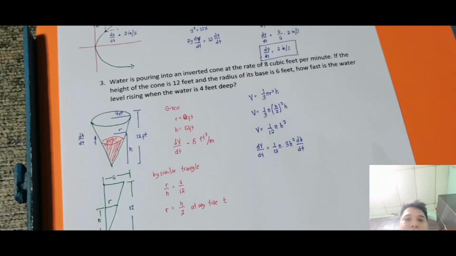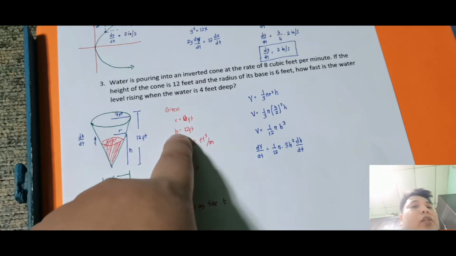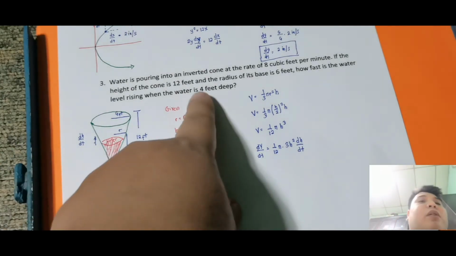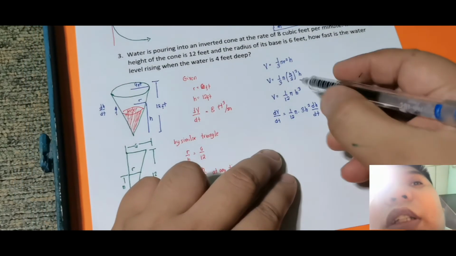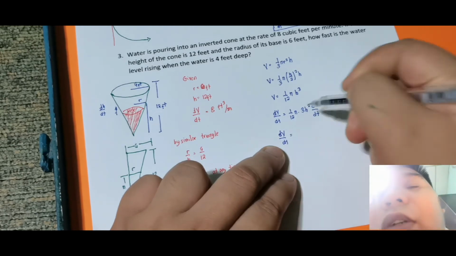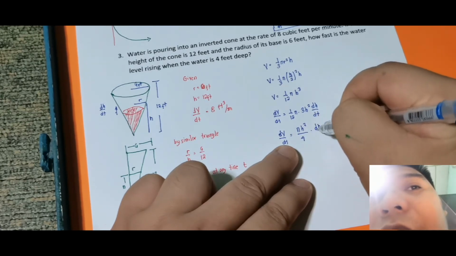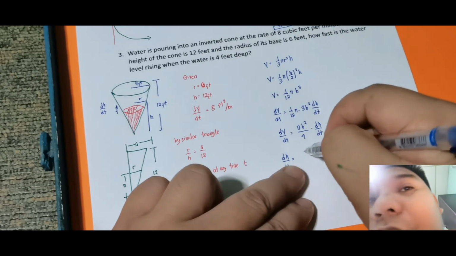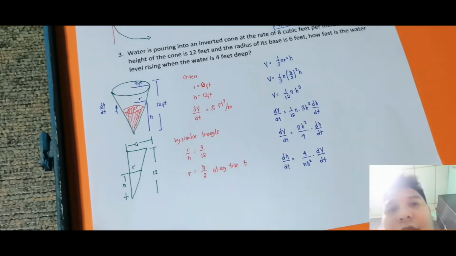Ang goal natin is, computin daw natin how fast is the water level rising when the water is 4 feet deep. Yung H na 12 feet, yung buo na yung consider natin. Ngayon, dahil sabi when 4 feet deep, yung lalim lang is 4 feet, ang gagamitin natin dito is just h. Pero before yon, solve muna natin yung dH. So dV over dt is equal to 3 over 12 is just 1 over 4, so pi H squared over 4 then multiply by dH over dt. Solve for dH over dt: dH over dt is equal to 4 over pi H squared times dV over dt.